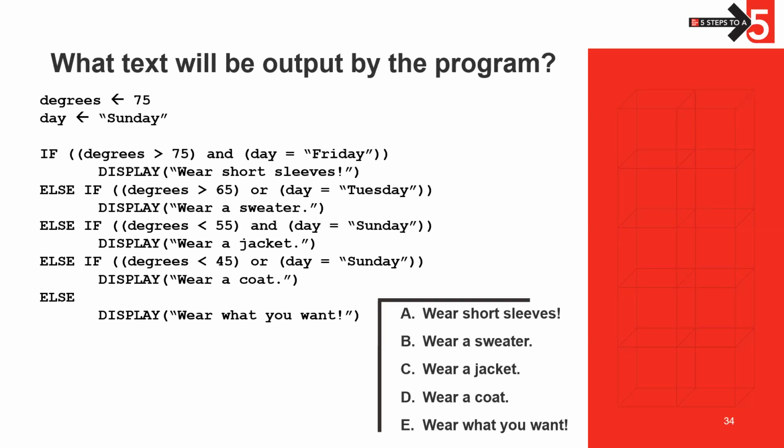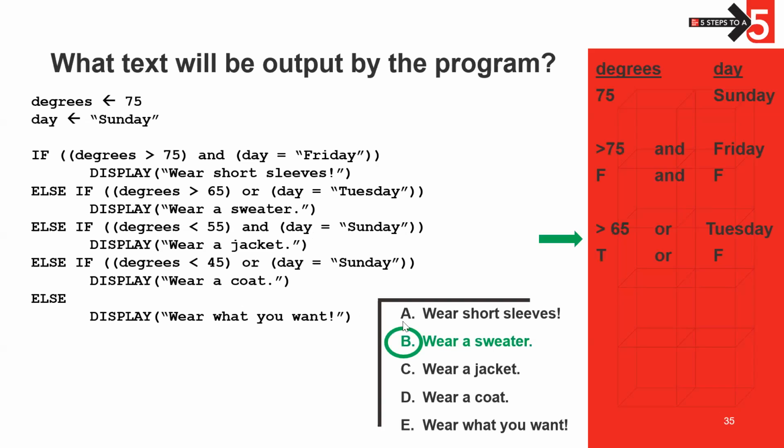All right, and that's about a minute. And the answer is, okay, so in this one, the answer is B. And let's take a look at why. Okay, so we have if statements and then else if combinations. So we start with degrees at 75.